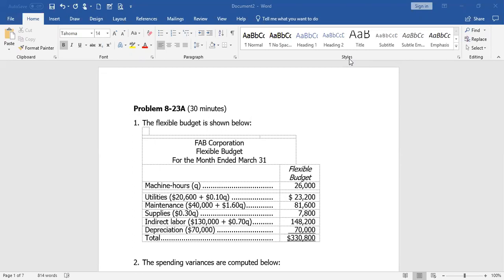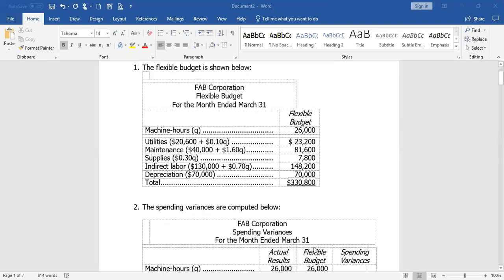Our planning budget would have used the amount they had originally planned for, which was 30,000. The depreciation is 70,000 in our budget, so our cost formulas are used with actual production or machine hours in this case to get our flexible budget. So the total cost would equal under our flexible budget $330,800.